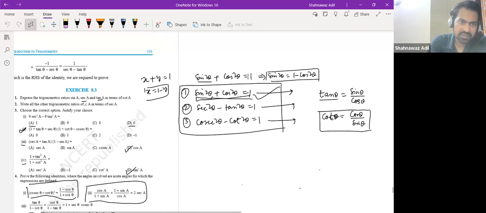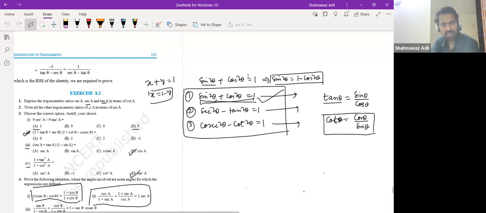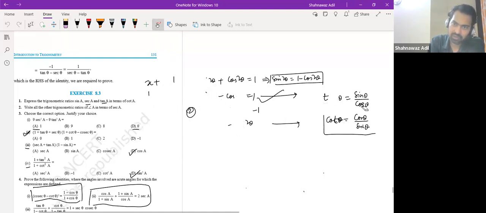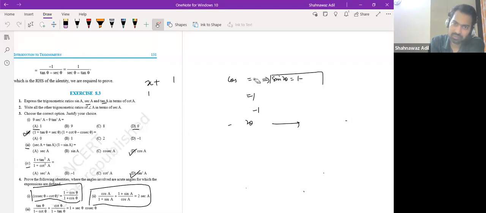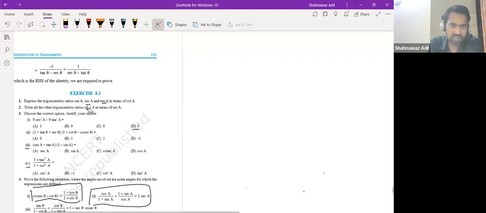So express the trigonometric ratios sin A, sec A, and tan A in terms of cot A. Okay, so this is the first question that we have. The idea of this question is that whatever we know directly, we calculate that first. So what do I mean by that? What do I have?